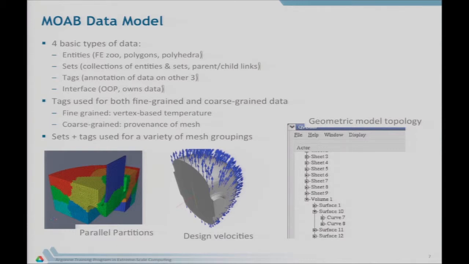If you're familiar with CAD-based mesh generation, you can even use these sets and tags and the parent-child links between sets to embed the geometric topology of the geometric model that was used to generate that mesh. And in the case of applications like adaptive mesh refinement, that kind of information is critical for recovering kinds of metadata that come with the mesh.